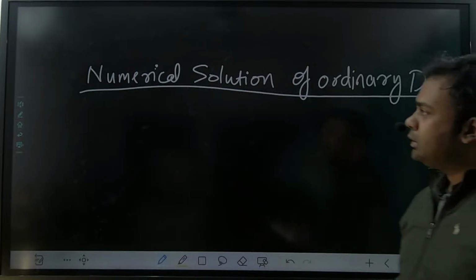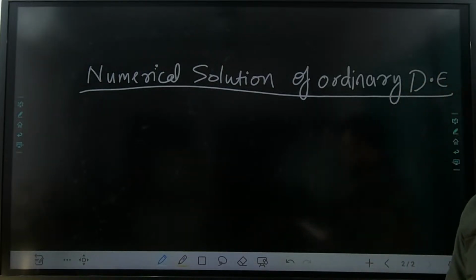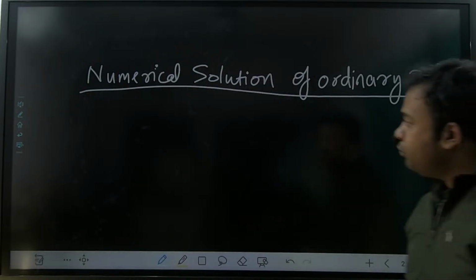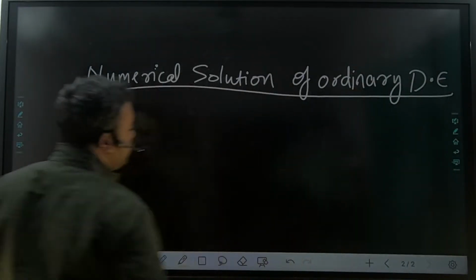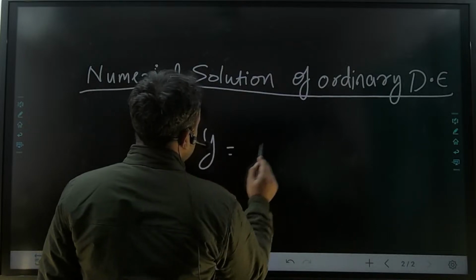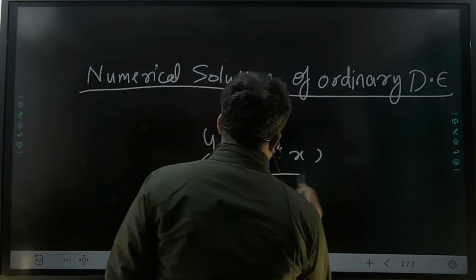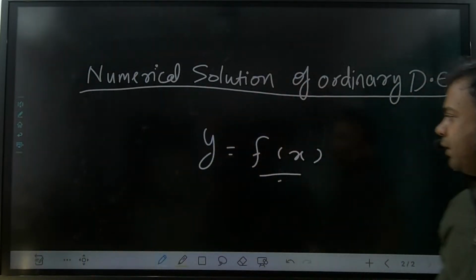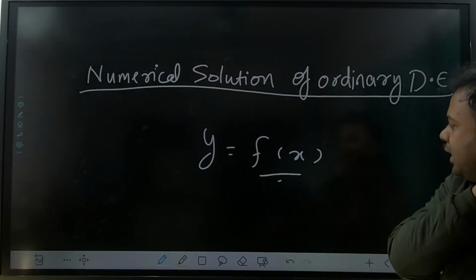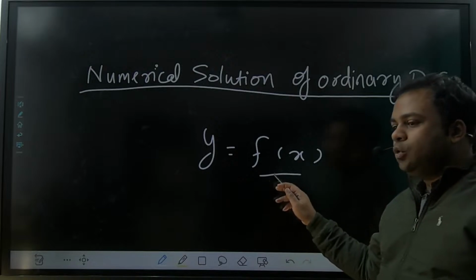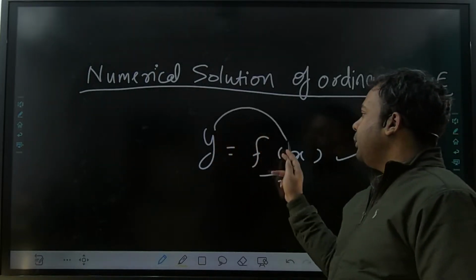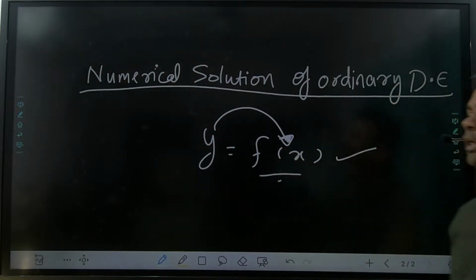We'll start from this numerical solution of ordinary differential equation, right? So here also the point is we want to find a solution of ordinary differential equation. We have seen that ordinary differential equations give us a solution, let's say y as some function of x. We get some arbitrary constant, depending on the order of the differential equation, and we assign the arbitrary constant some value to get a particular solution. So finally the solution comes in terms of the dependent variable, how it depends on the independent variable.